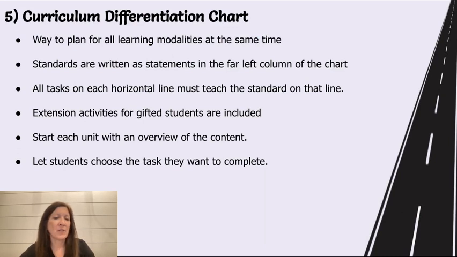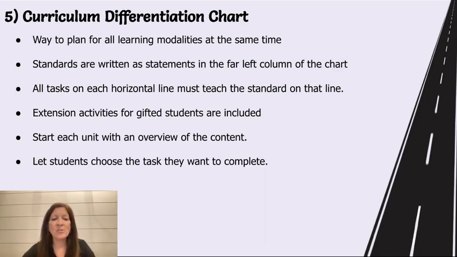The fifth one is the curriculum differentiation chart. It's a way to plan for all learning modalities at the same time. So that would be planning for auditory analytic, visual global, tactile kinesthetic. The descriptions of the various learning tasks for each modality are given. The standards are in the left column, and then the tasks are horizontal, and the extension activities are also included at the very end.